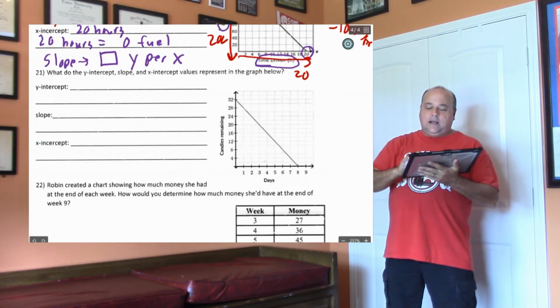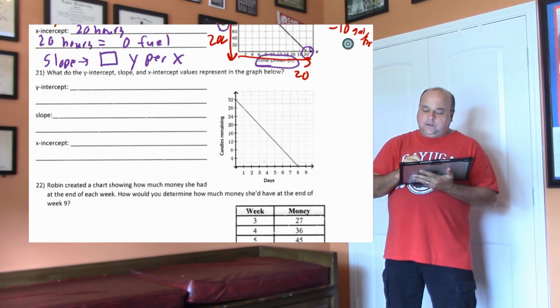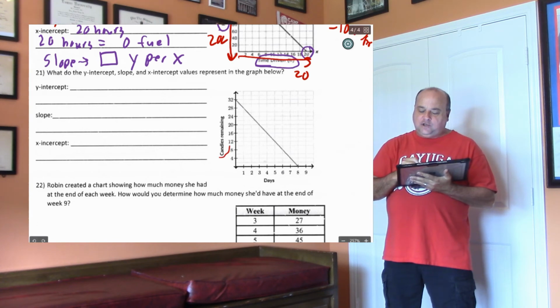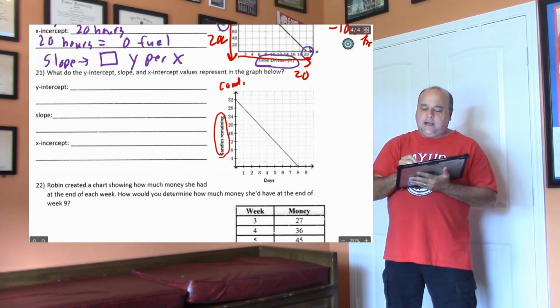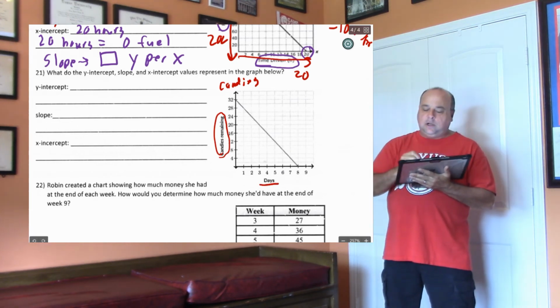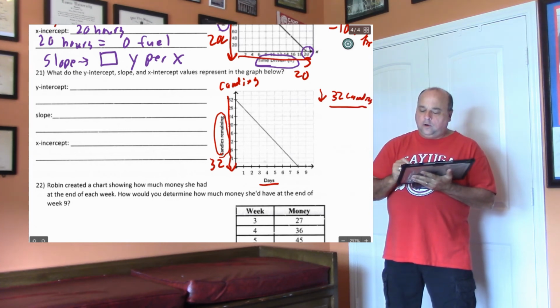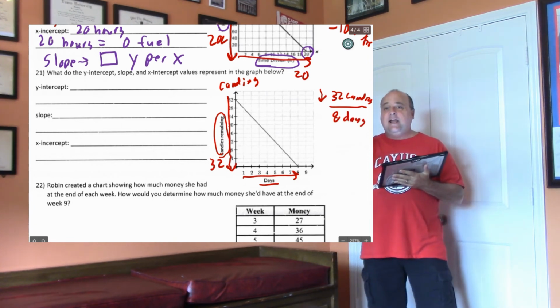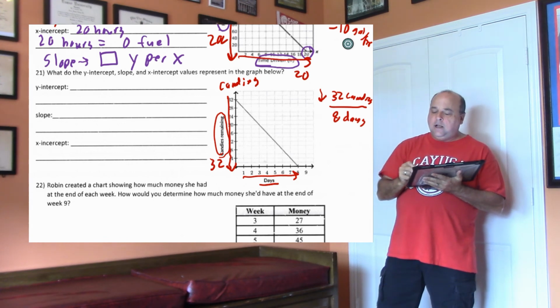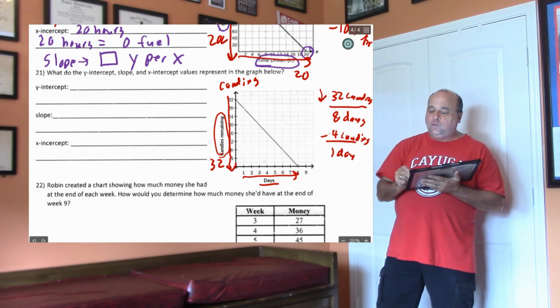Now then, let's start 21. I'm just going to help you out. I'm going to let you get your slope. Okay, so on this one, the 2 we have right is candies remaining. So my y is candies, right? And my x is days. So we're eating so many candies per day. Now then, let's look at what this slope does. This slope goes down 32 candies over 8 days, doesn't it? Since it's going down, it's negative, and 32 divided by 8 is 4, right? So my slope is going to be negative 4 candies over 1 day, right? That's what the slope actually means.